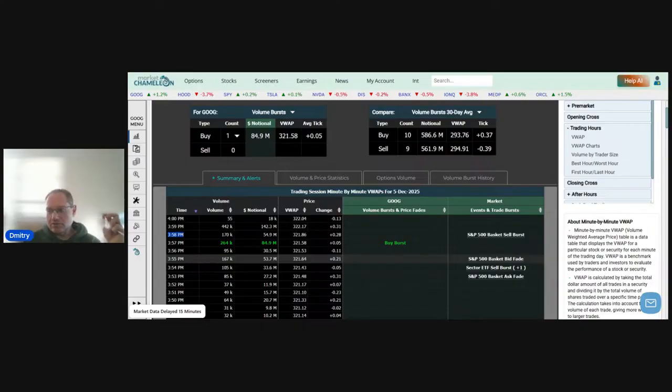It takes the daily volume in Google stock and slices it up into minutes. So for every minute that we have trading, from 9:30 till 4, we look at the volume and the price action for that minute. The idea is that we want to see if anything within that minute was unusual.